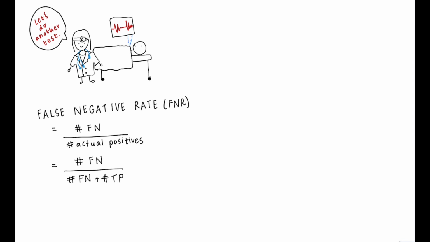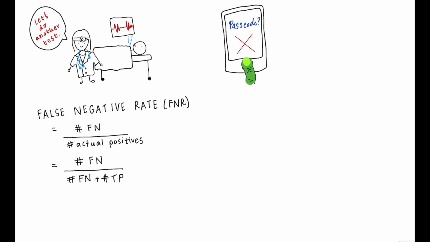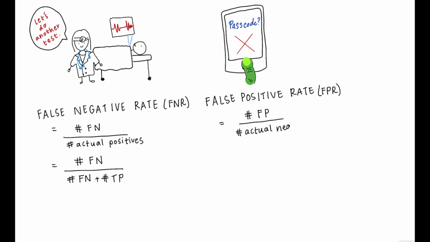An example where we might care more about false positives is in security. Let's say you have a smartphone that uses your fingerprint to unlock. It's fine if it doesn't recognize your fingerprint sometimes, but you really don't want it to accidentally open with someone else's fingerprint, which would be a false positive. You can calculate the false positive rate by taking the number of false positives over the total number of actual negatives, which is represented by false positives plus true negatives.